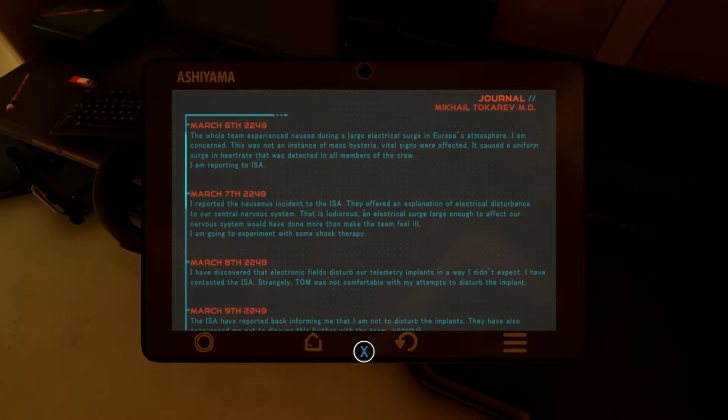Let's see, the whole team experienced nausea during a large electrical surge on Europa's atmosphere. I am concerned, and it's not an instance of mass hysteria. Vital signs were affected. It caused a uniform surge in heart rate that was detected on all members of the crew, and I'm reporting it to the ISA.